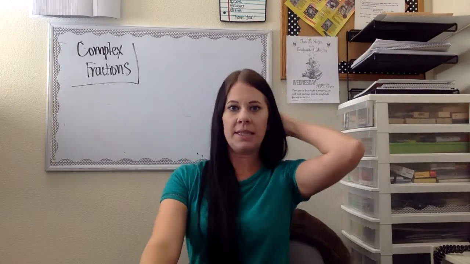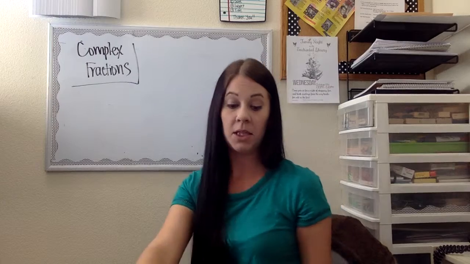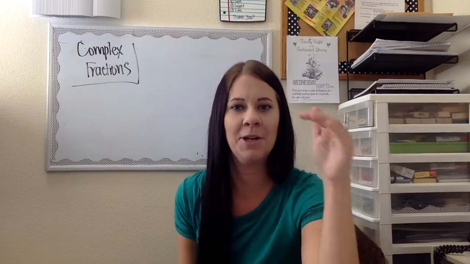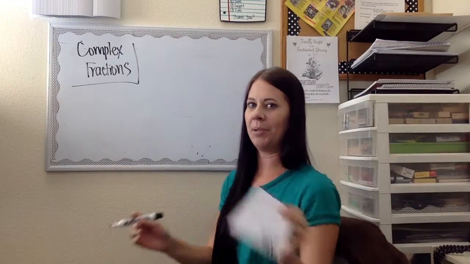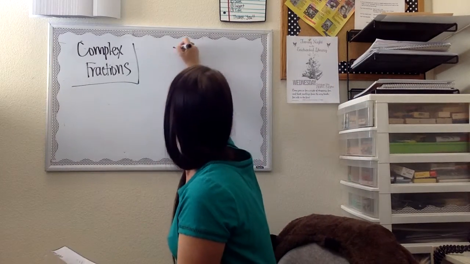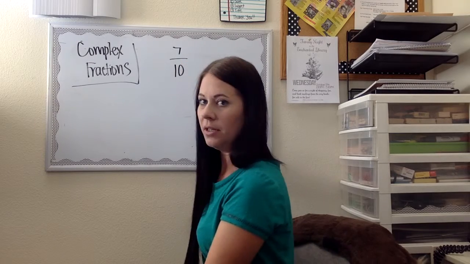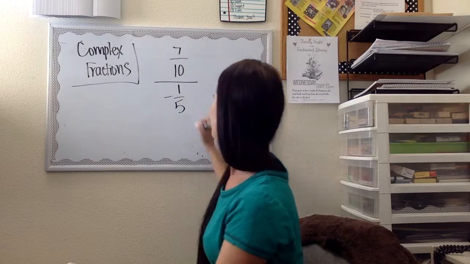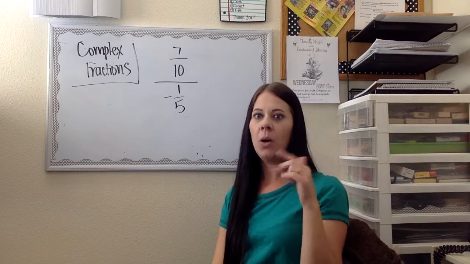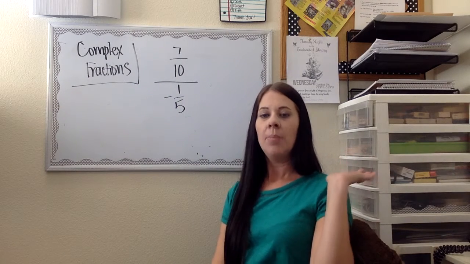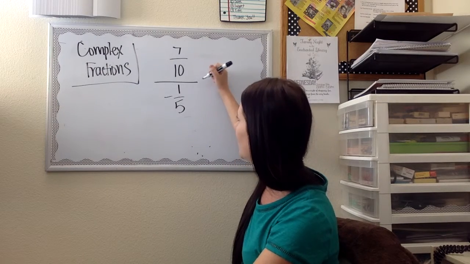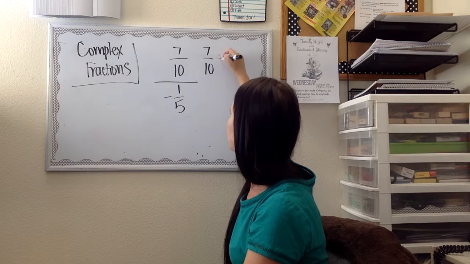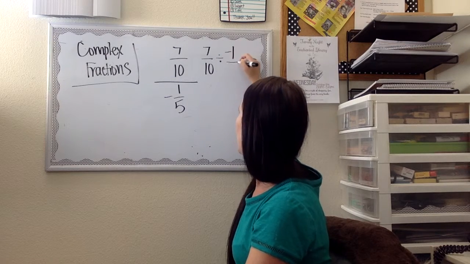Okay, there we go. All right, so complex fractions. This is what they look like. And as soon as you see what it is, you're going to be like, oh, we didn't need the word complex. It's not that hard. So 7/10, regular fraction, over negative 1/5. So when I first look at that, oh yeah, complex. It looks crazy. But you have to realize this just means division. So I can make this 7/10 divided by negative 1/5.